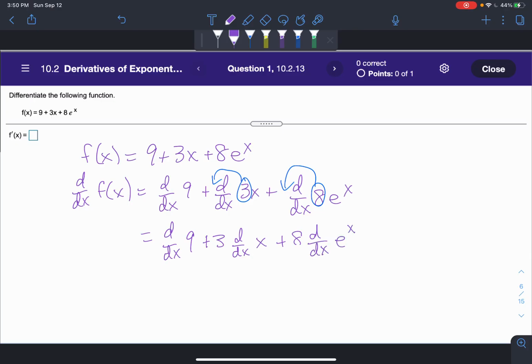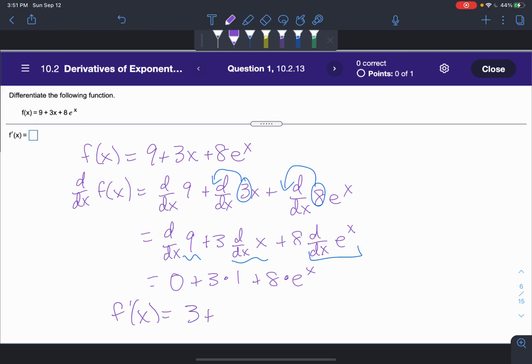Okay, so we know that the derivative of any constant number is just 0, plus 3 times the derivative of x. The derivative of x is just 1, and then 8 times the derivative of e to the x, and the derivative of e to the x is just e to the x. And so my derivative f prime of x is equal to 3 plus 8 e to the x.